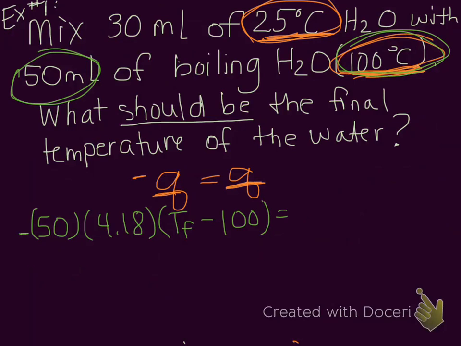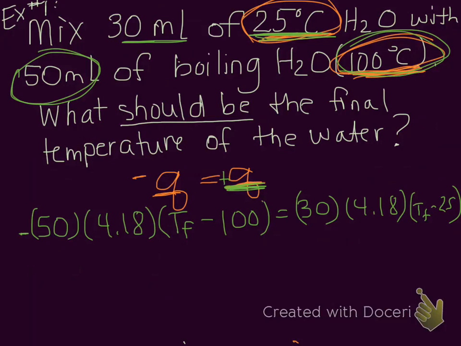Okay, so now our positive Q, the one that is gaining heat energy, is our 25 degrees Celsius water, and we have 30 mL of that. So we'll plug in 30, 4.18, and I'm going to have to squeeze this in here, T final minus 25. And the temperature values you can put in Celsius or Kelvin, because it's a delta T, the difference between them is going to be the same.